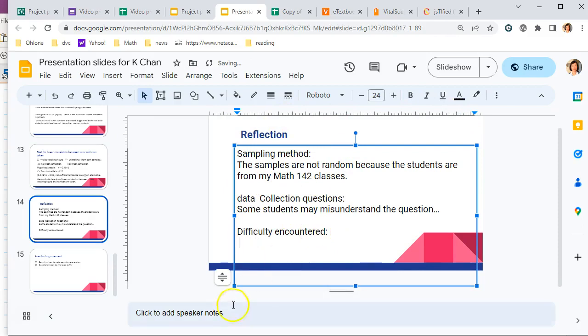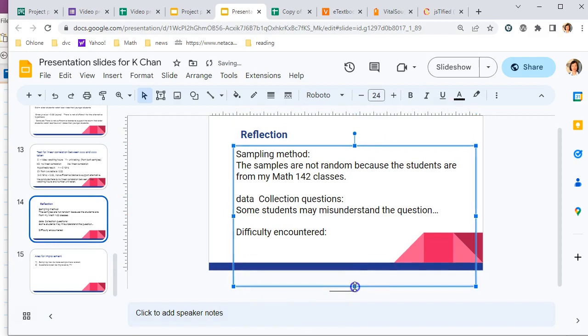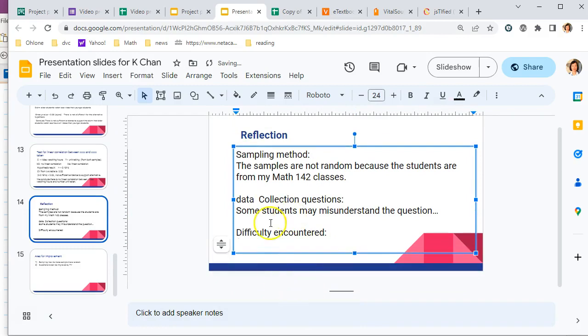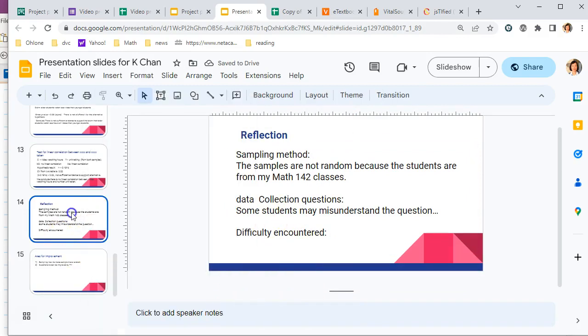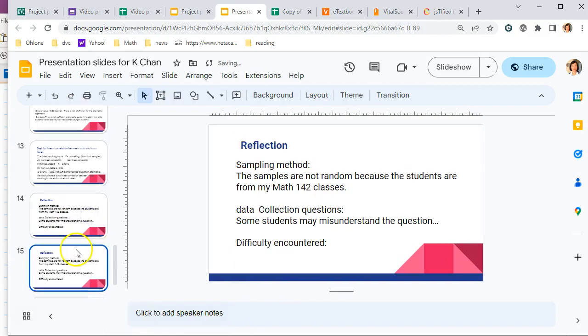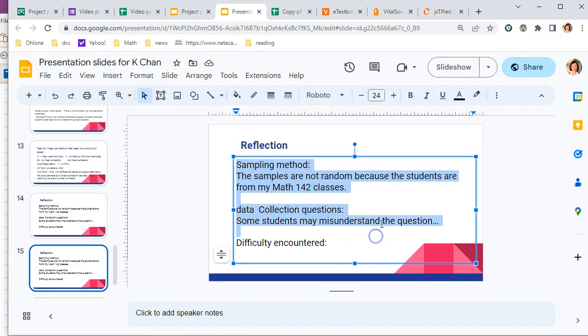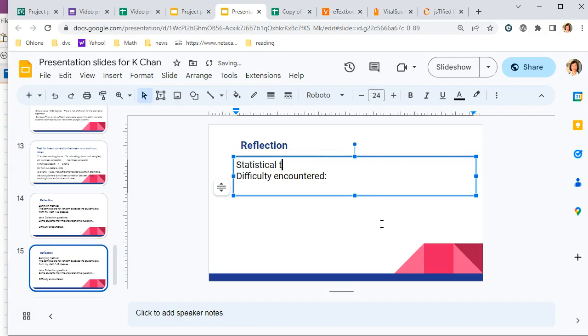Maybe I'll just do a different slide. Oh my goodness. Oh, what's going on? Just duplicate this slide. So instead of sampling method, we'll say requirement. Statistical tests and procedure requirement. Statistical analysis requirement.